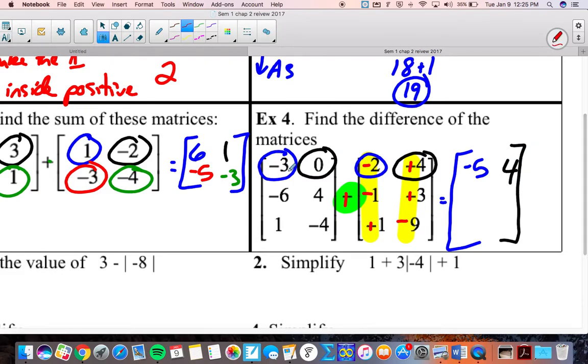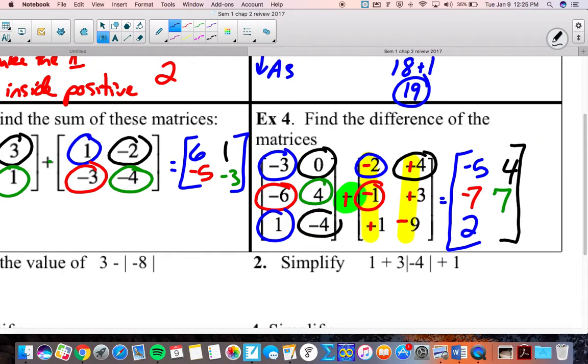Middle left entry, -6 plus -1 is -7. 4 plus +3 is 7. 1 plus 1 is 2. -4 plus -9 is -13. I guess I forgot to put some circles on there. Oops.